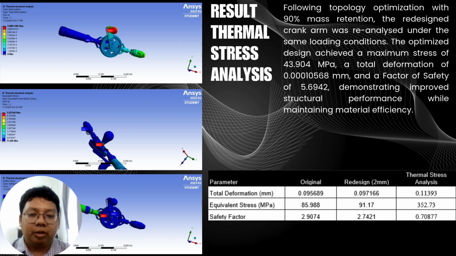The minimum factor of safety was 0.70877. Since this value was below 1, the design was considered unsafe under applied thermal condition. The equivalent stress also exceeded the structural steel yield strength of 250 megapascal. This means local yielding or permanent deformation may occur under the simulated combined thermal and mechanical loading.